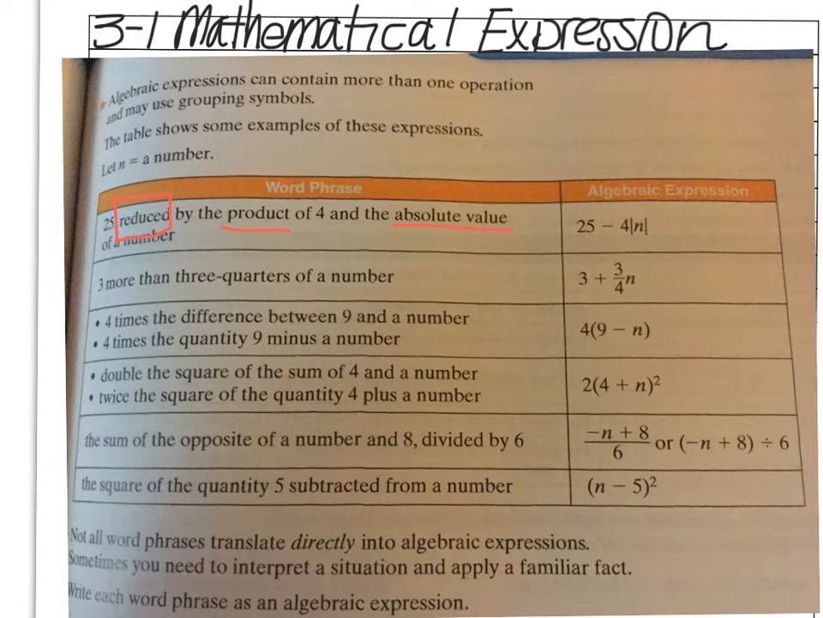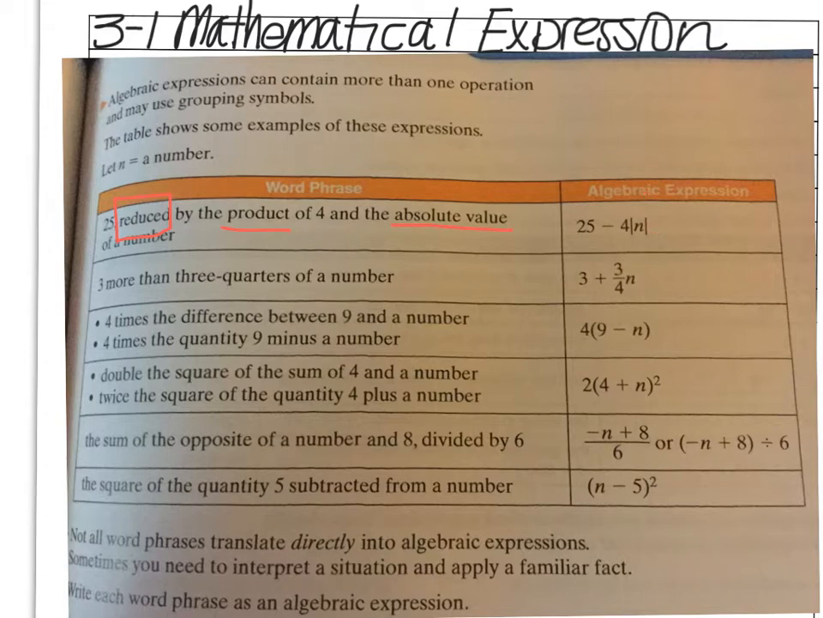So the way you're going to write this, that reduced means to subtract. So you're reducing 25 by the product, so that's 4 times something. But it says it's the absolute value of the number, so the product of that absolute value.